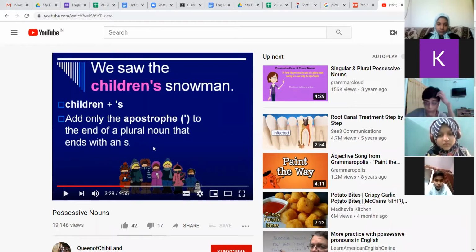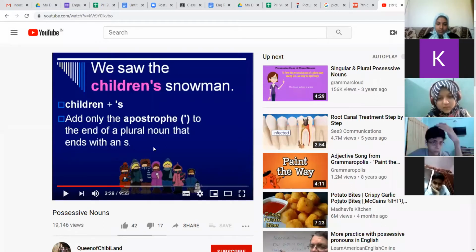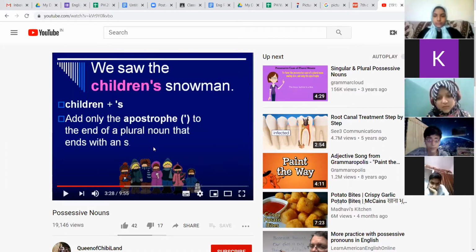Singular means one, right? Dog, cow, table, pen, pencil. If we add an apostrophe S to a singular noun, it does not become plural. It is still a singular noun only. But children is already a plural, correct? The singular form of children is child. The plural of child is children.